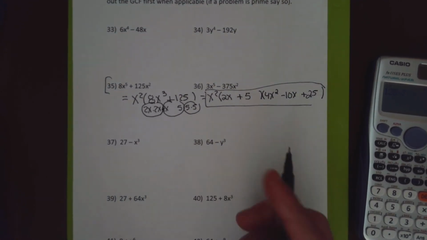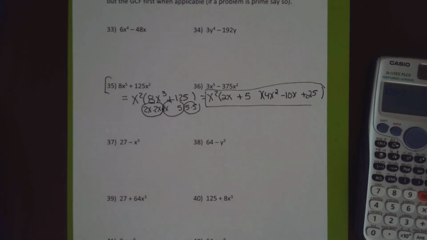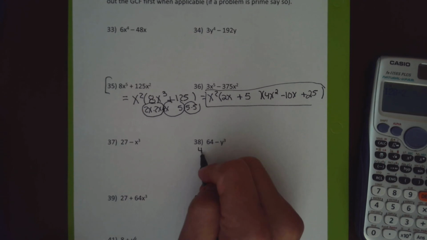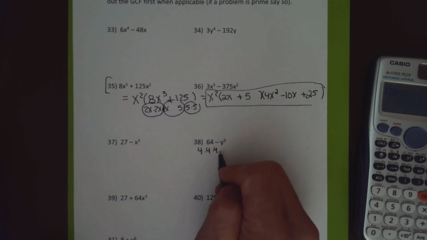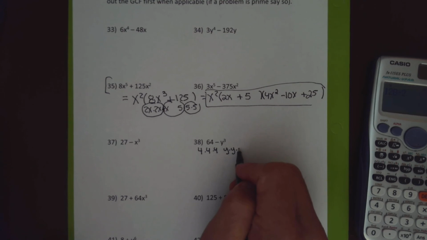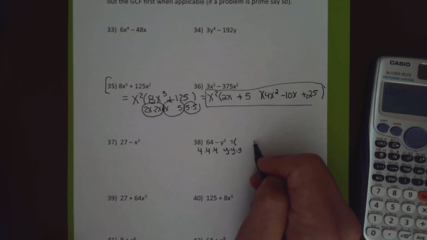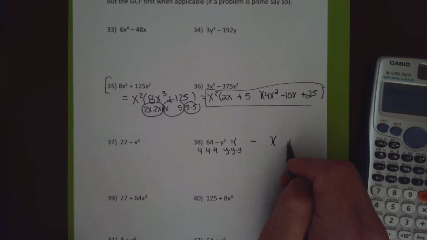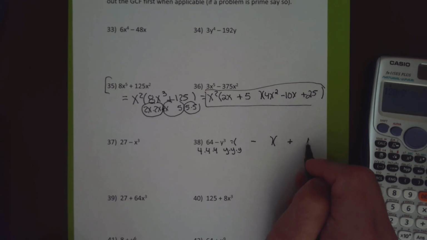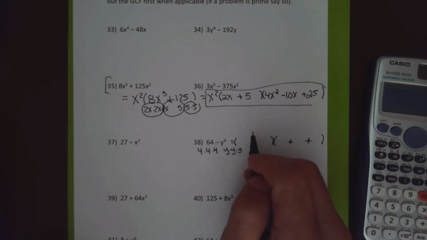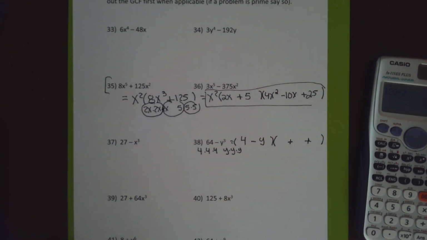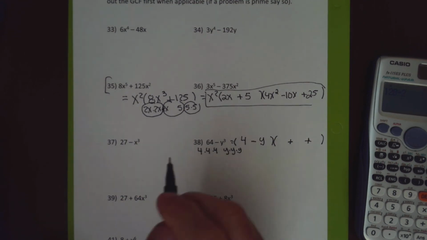Maybe just a couple more. 38's written in a bad order. I'm going to leave it in that bad order just because it's presented in that bad order. Maybe I wanted it in that order for a reason. There's no common factor. 64 is 4 times 4 times 4. Y cubed is y times y times y. First parentheses, I get the sign that the problem has, which is minus. Second parentheses, I change the sign that I just put in, and they all end with pluses.